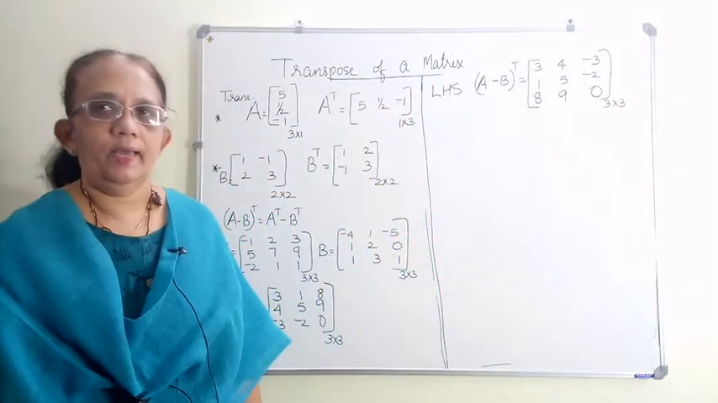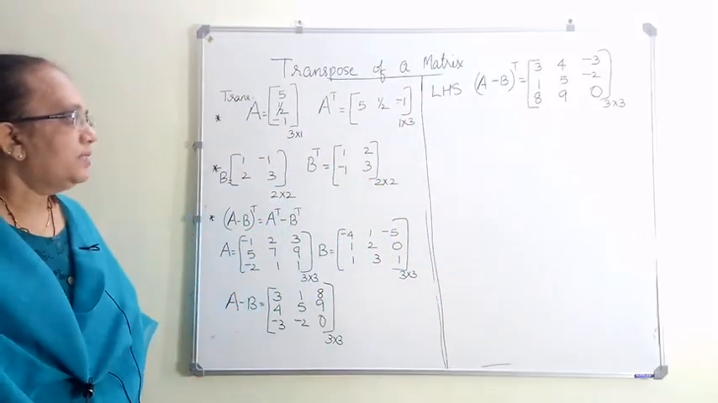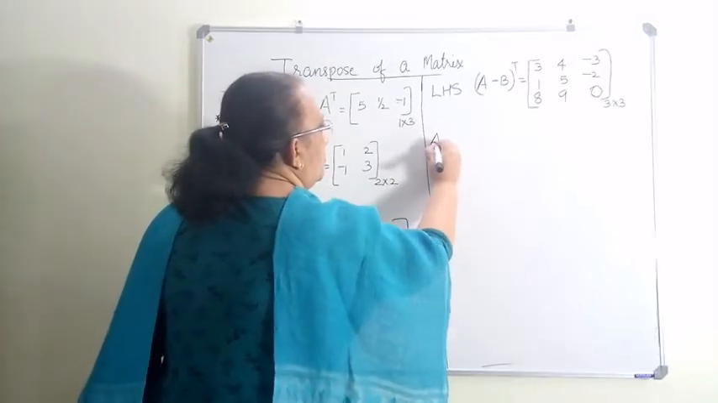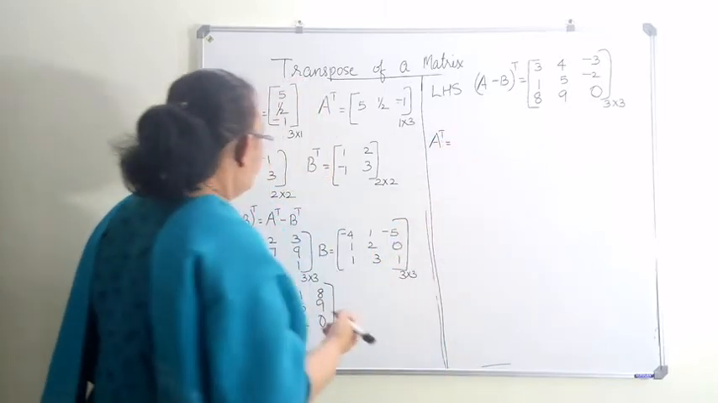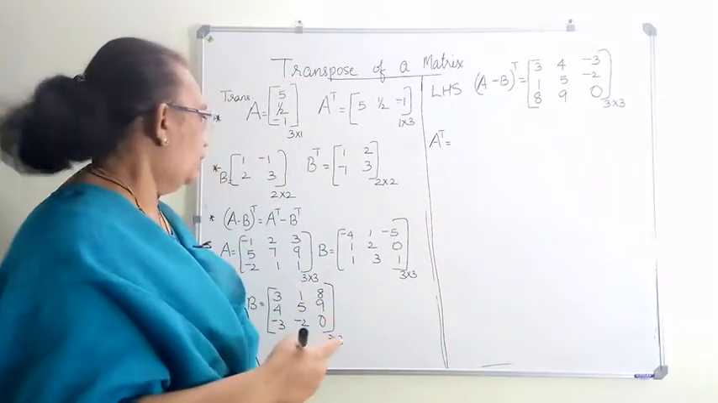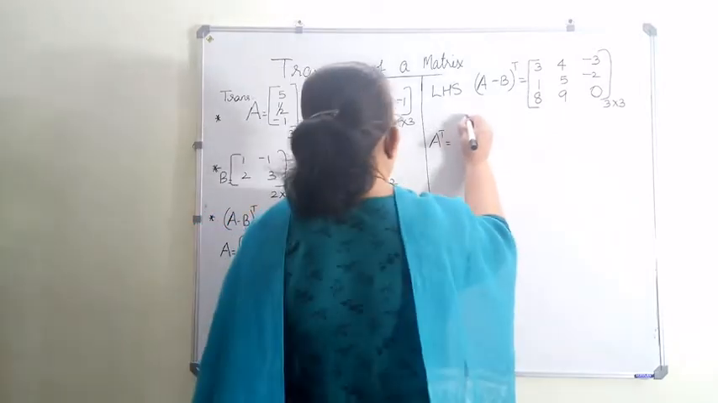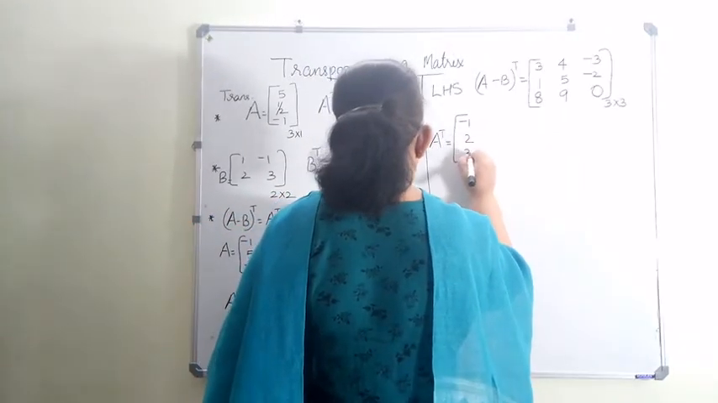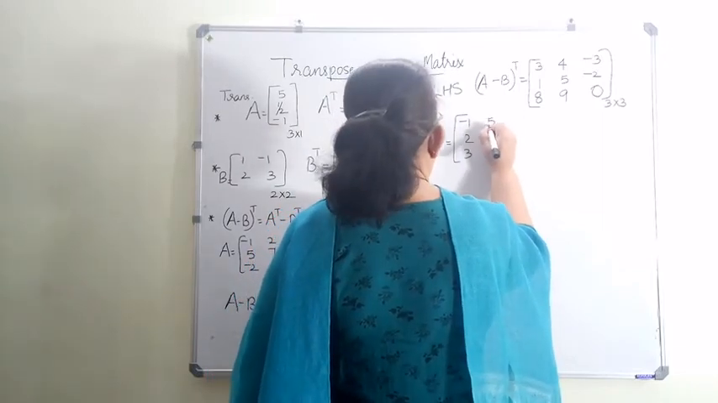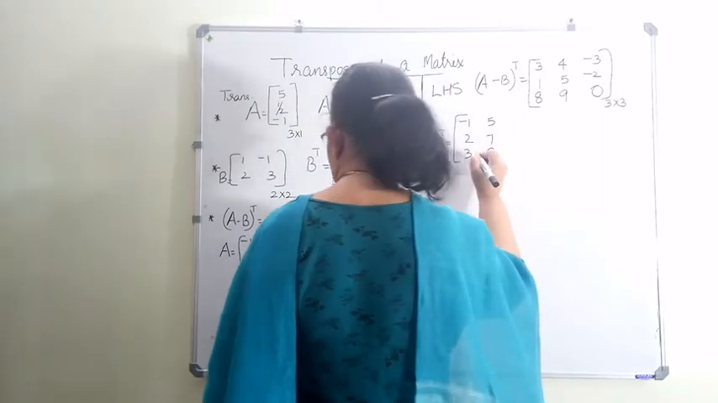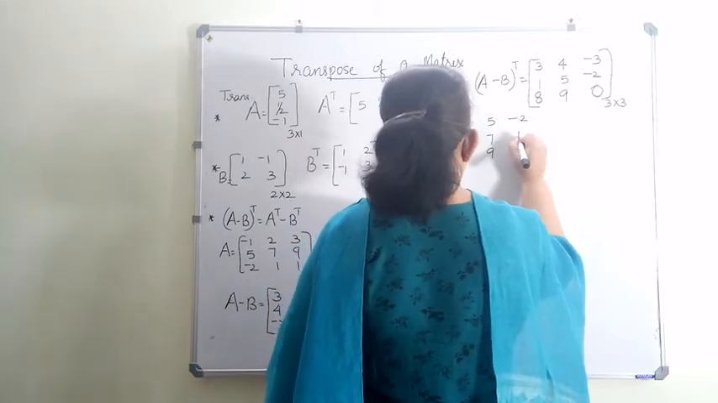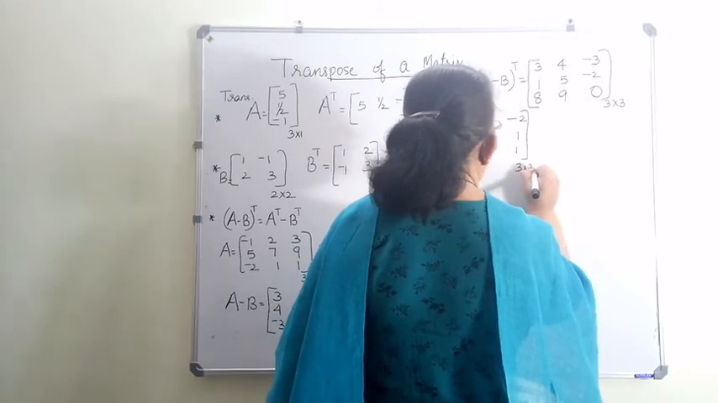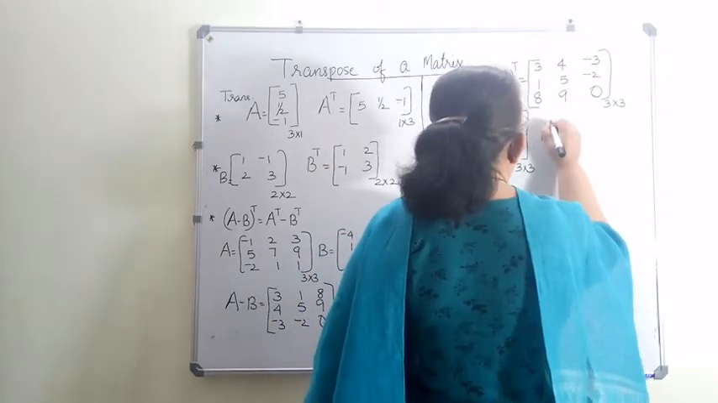Okay, very good. You are attending the class. Now, next one, we have to find out A transpose. Quickly find out A transpose. A transpose is equal to -1, 2, 3, 5, 7, 9, -2, 1, 1. And order 3 by 3. And also find out B transpose.